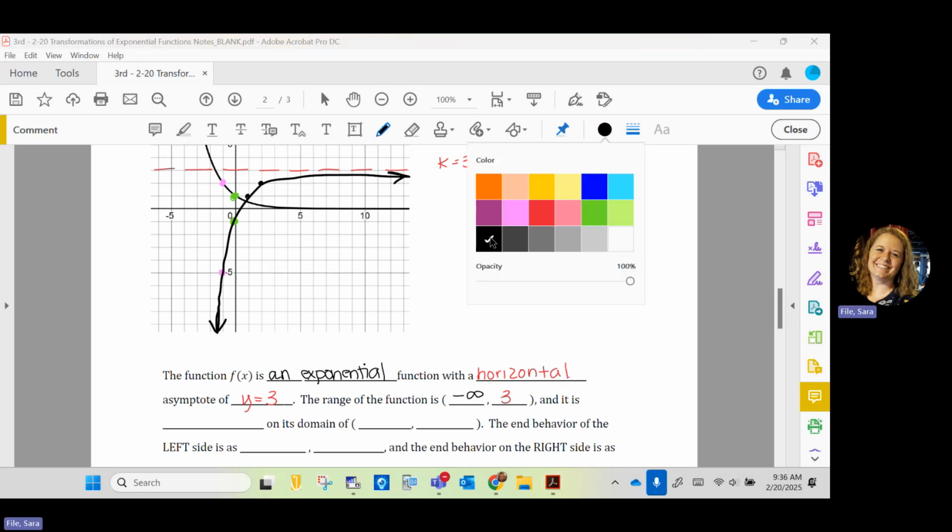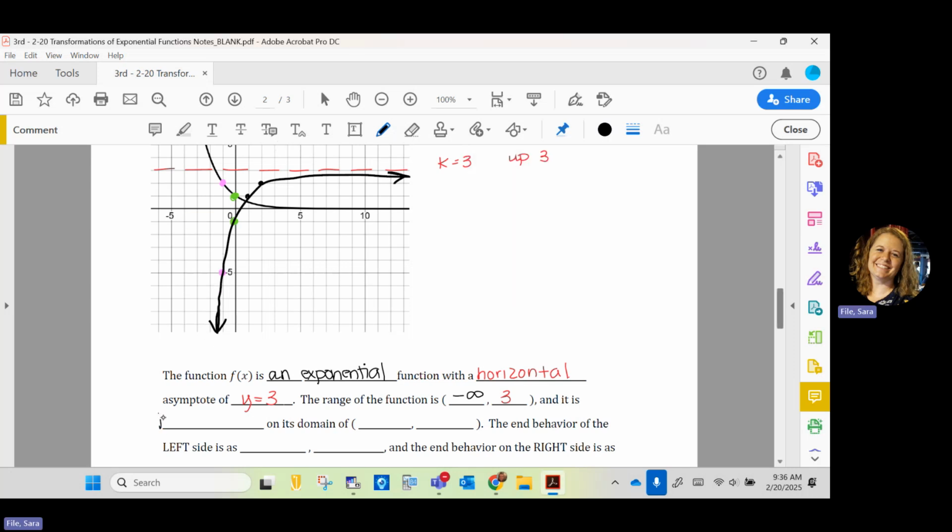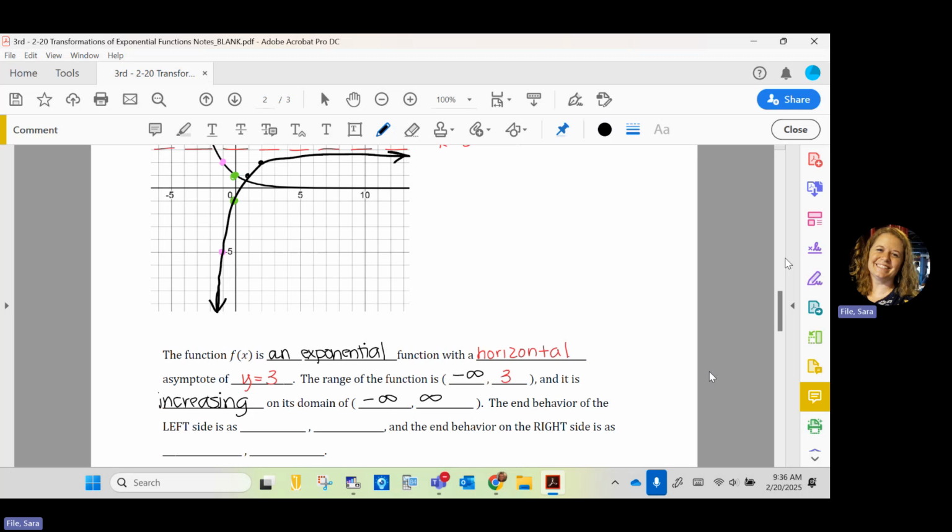Okay, is it increasing or decreasing when I trace it left to right? Am I going up or down? Up. So this is increasing on its domain. The domain never changes for exponentials, always negative infinity to positive infinity. So now let's talk about that end behavior. This was the new piece. We said the left is always going to be x approaches negative infinity. The right is always going to be x approaches infinity. That's how we write left and right end behavior.